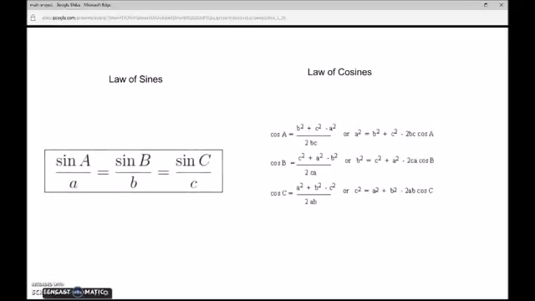Today we'll be talking about the law of sines and the law of cosines, which can both be used to find the angles and sides of a triangle.